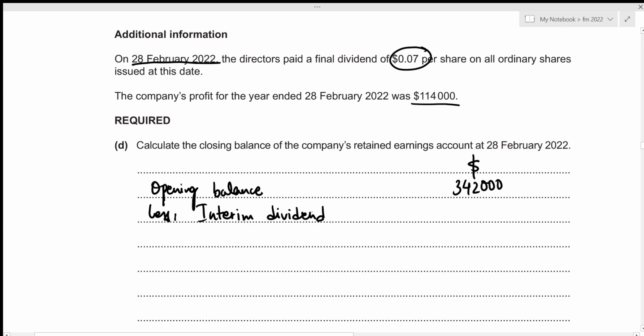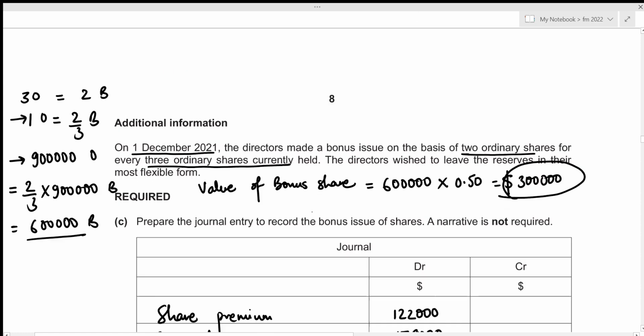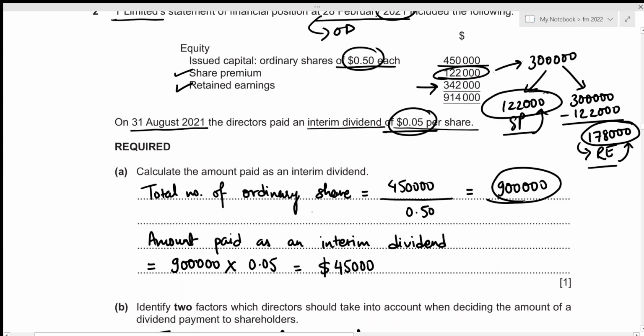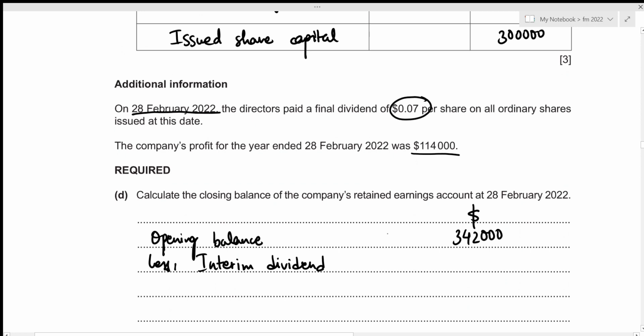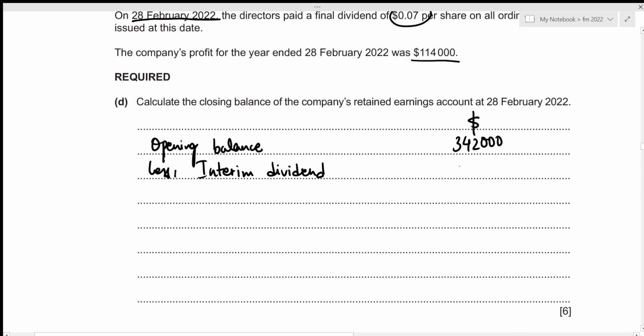And we calculated this amount in the first part of this question. So let's have a look above. Here we figured out the amount paid as an interim dividend to be 45,000, and this needs to be subtracted in our retained earnings column. So let's subtract this amount of 45,000.